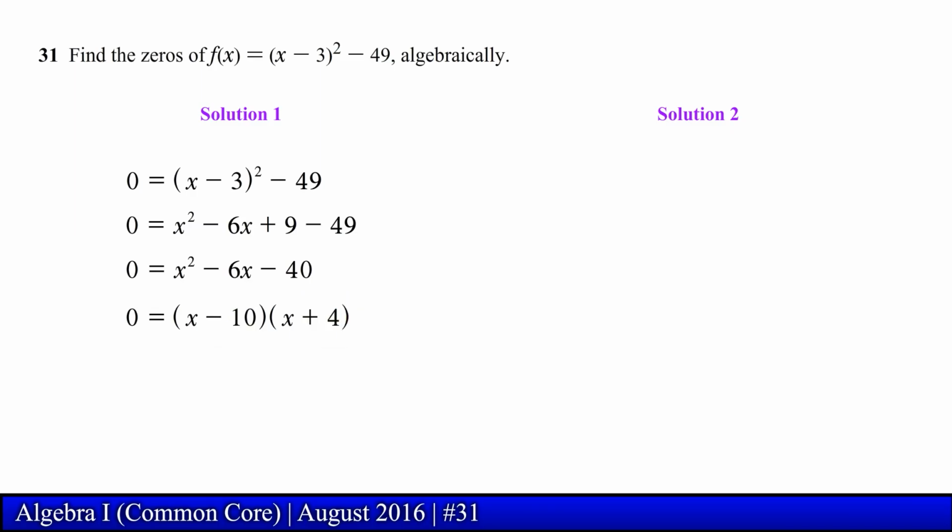We now use these numbers and construct the factors of the quadratic expression as follows. Applying the zero product property, we obtain x equals 10 and x equals -4 as our zeros.